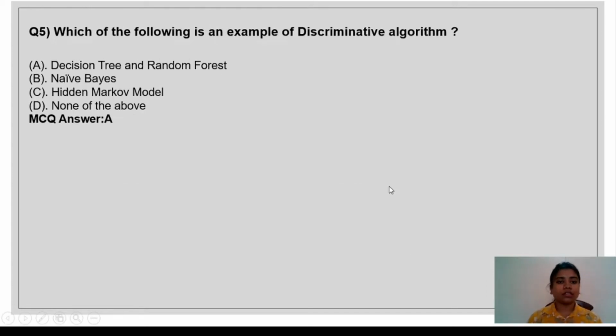Now we will go for question number 5. Which of the following is an example of a discriminative algorithm? I have already shown some examples earlier of discriminative algorithms. So we'll just go through the options: decision tree and random forest, naive Bayes, hidden Markov model, and none of the above. So decision tree and random forest are the examples of discriminative algorithms. So option A is the answer for this question. And the other two models are the examples of generative algorithms.